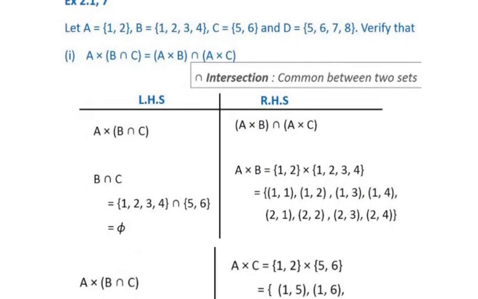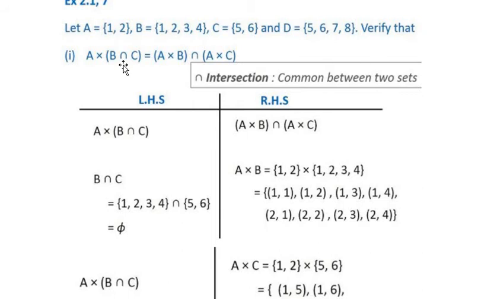Now the next sum: A is given, B is given, C is given and D is given. In total here you have 4 sets. A is {1, 2}, B is {1, 2, 3, 4}, C is {5, 6} and D is {5, 6, 7, 8}. Now we want to verify that A cross (B intersection C) is equal to (A cross B) intersection (A cross C). This property is the same as the distributive law, where instead of cross we had union. You can also interchange union and intersection. So how can we do this?